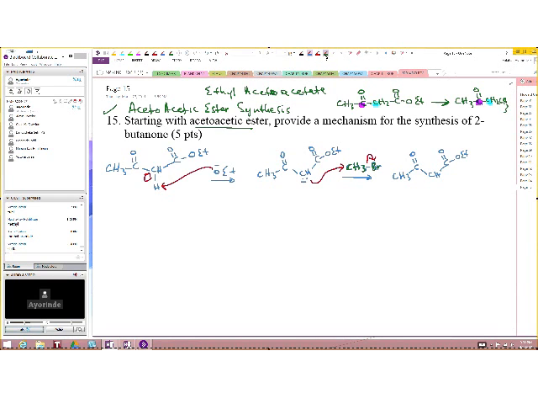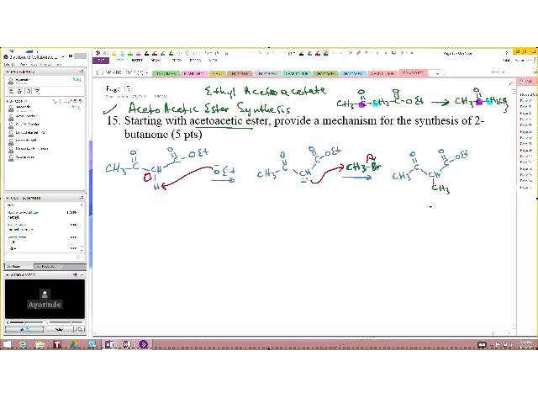Okay, now we have this here. Now what is the next thing we need to do? Keep in mind we have to give the mechanism. We have alkylated the acetoacetic ester. Exactly. Now we have to give the mechanism for the hydrolysis.